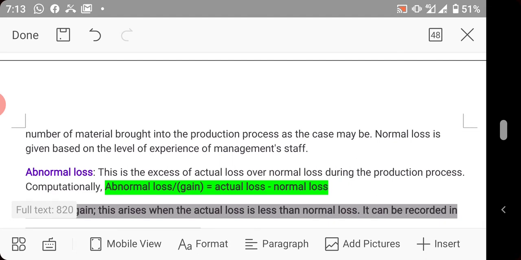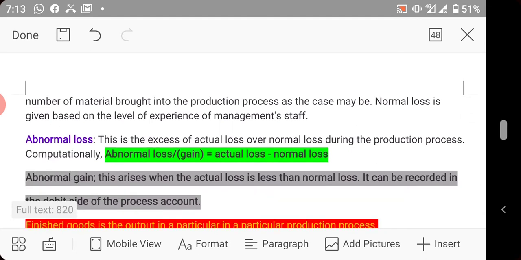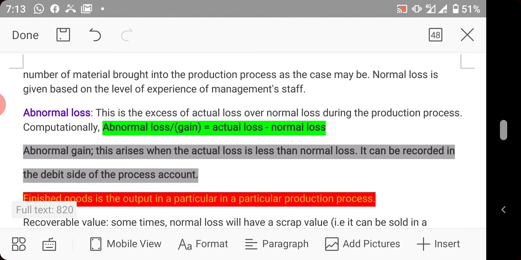I hope I'm understood. So we'll now move on to abnormal loss. This is the excess of actual loss over normal loss during the production process. You understand? Abnormal loss arises when the actual loss is greater or higher than the normal loss. You must know this by heart. If you want to do exceedingly well in process costing, you must know this. Am I understood? Good. Now, how can we calculate abnormal loss? It is equal to actual loss minus normal loss. We'll look at this subsequently.